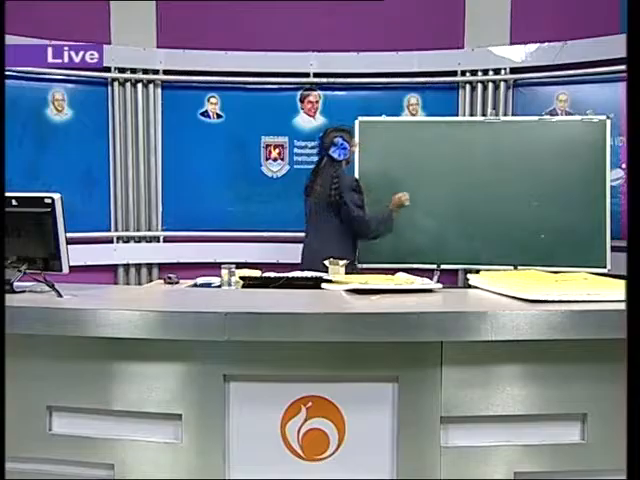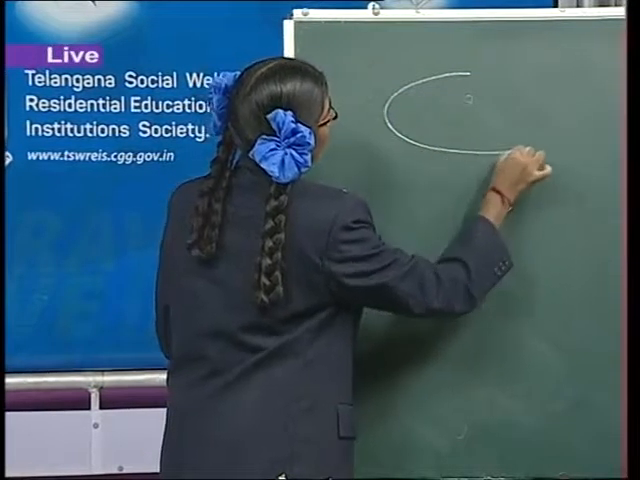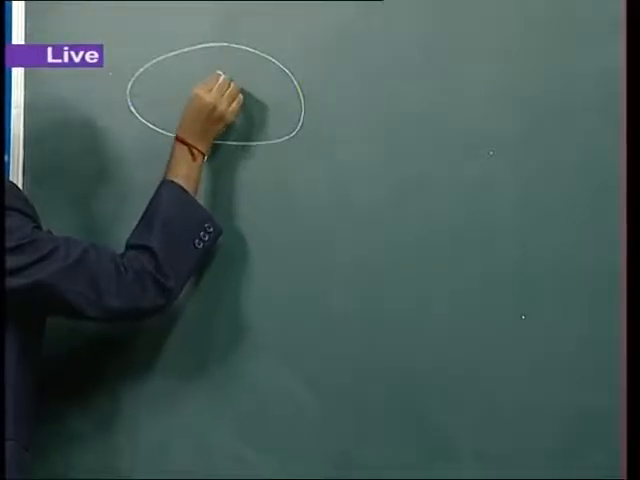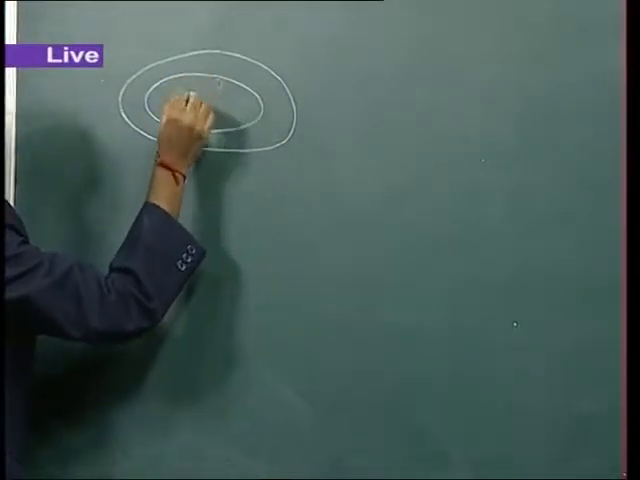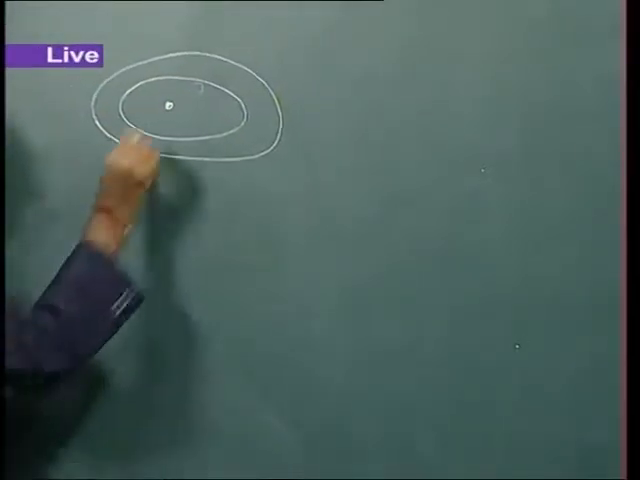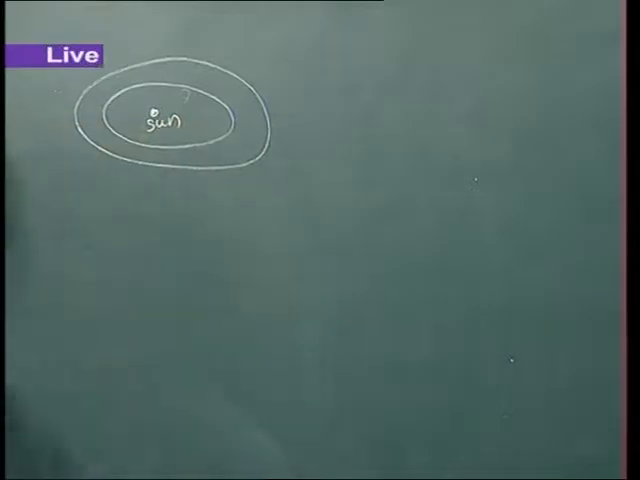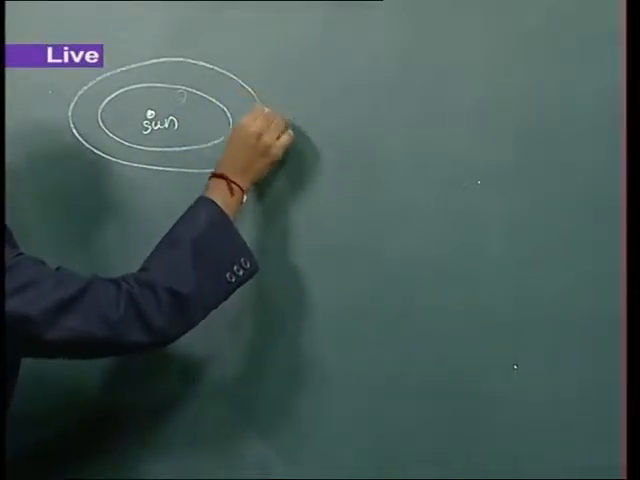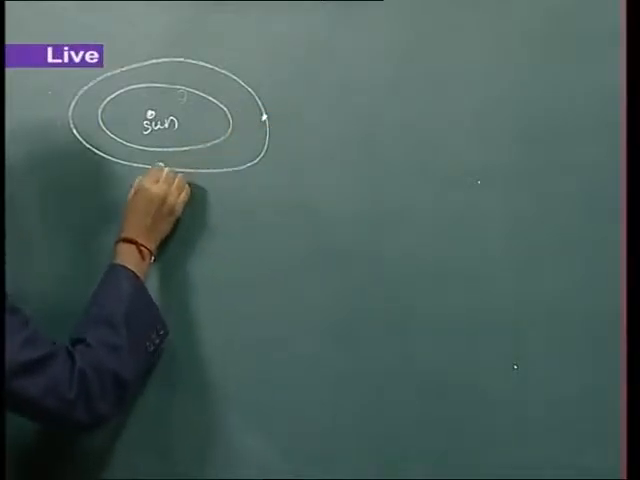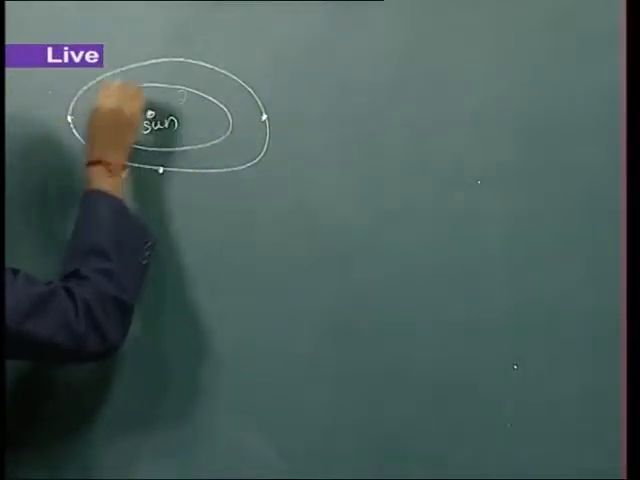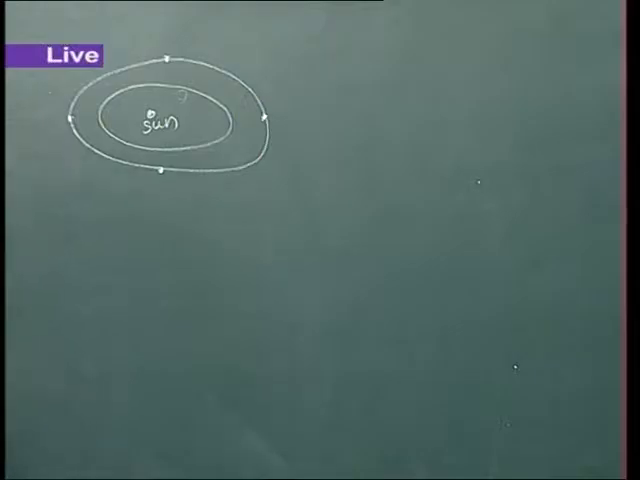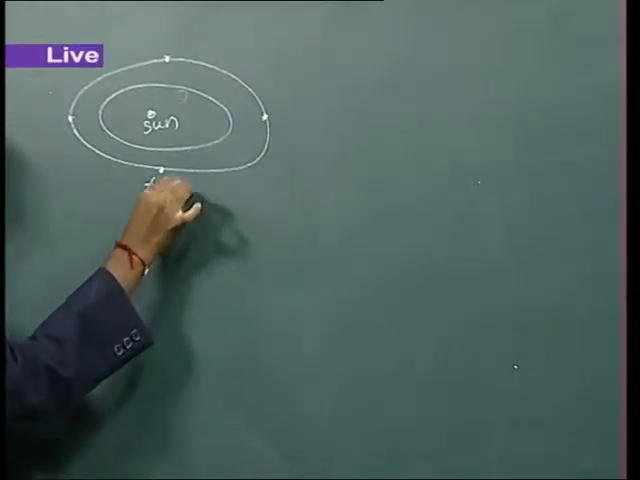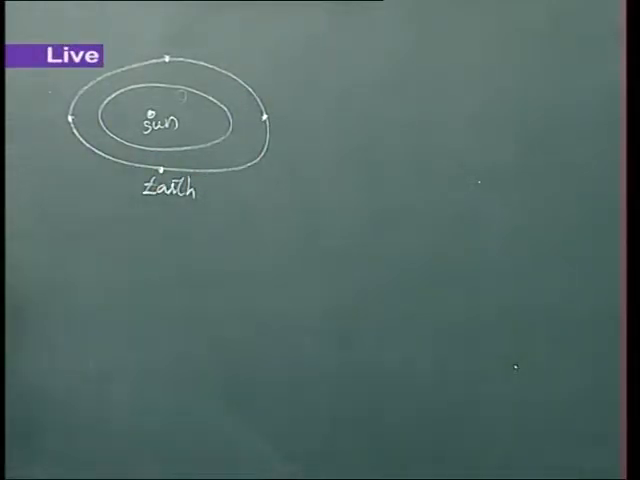Here, it is a center. We are taking it as the Sun. Here the Earth is revolving, so we are taking this as the Earth. What is given here? The orbit of the Earth with eccentricity, what?